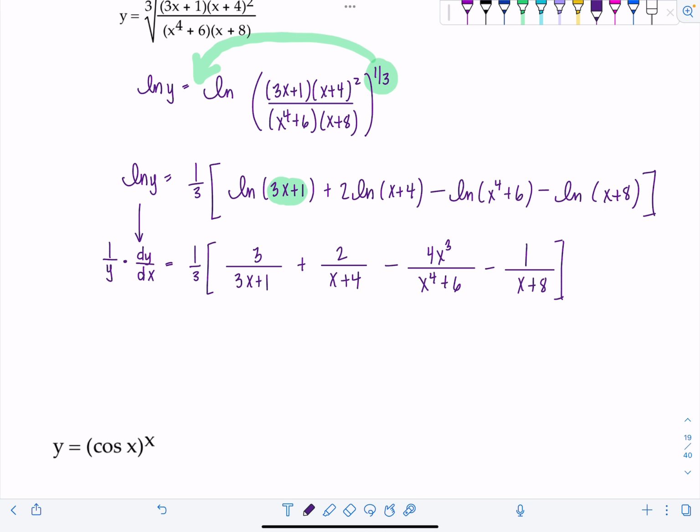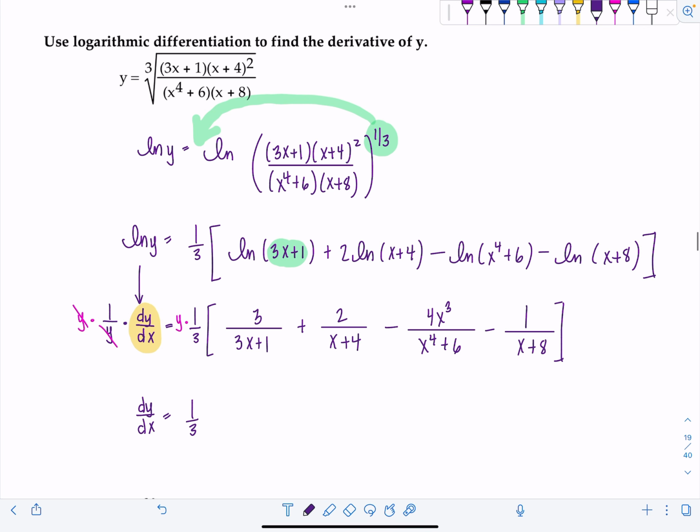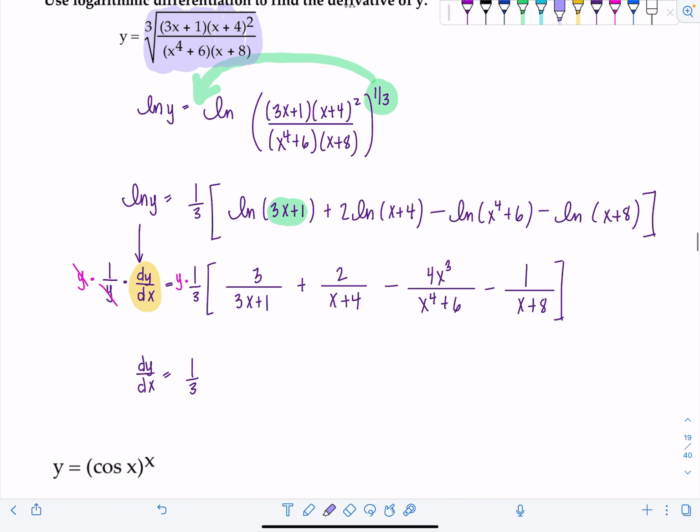Good. Only thing left, we have not gotten dy dx all by itself. There's 1 over y still over there. So multiply both sides through by y. So it'll cancel. See how lovely. And then now we have dy dx equals 1/3. I'm not going to write y. I'm going to replace y with how it was originally defined in the problem. And I'll write the cube root because that's how they wrote it when they gave it to me. So I'll give them back what they gave me.